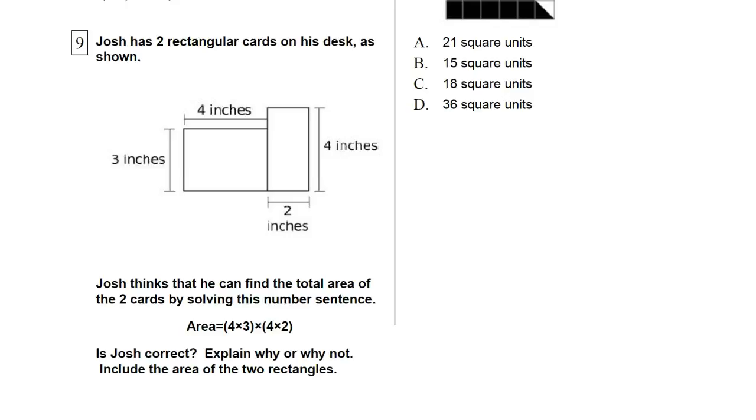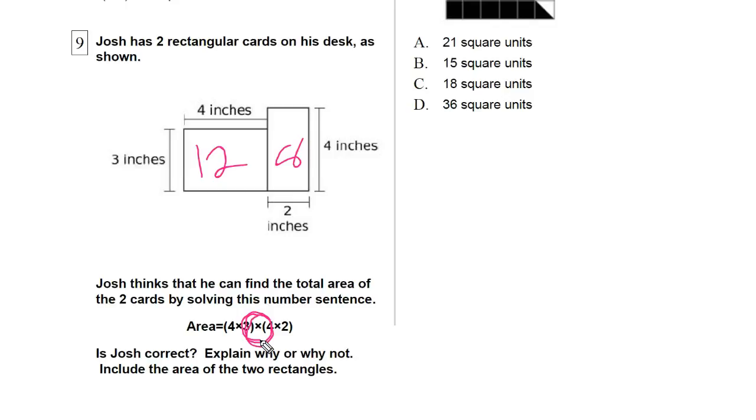Now look at number 9. Number 9 is kind of similar to number 8, okay? But it says Josh has 2 rectangle cards on his desk, as shown. He thinks that he can find the total area of the 2 cards by solving this number sentence. Well, this is what he did. First, he multiplied 4 times 3, which was 12, right? And then he multiplied 4 times 2, which is 8. And then look what's in the middle. What's that sign? Multiplied. So then he multiplied 12 times 8.